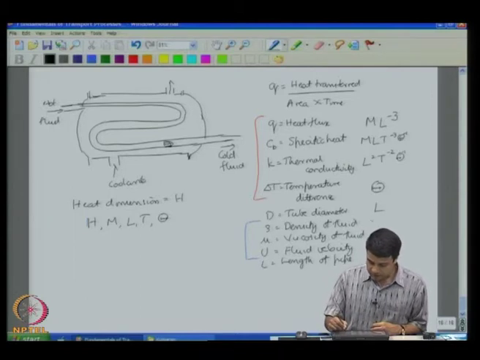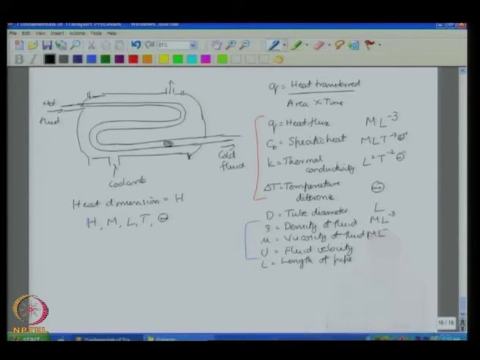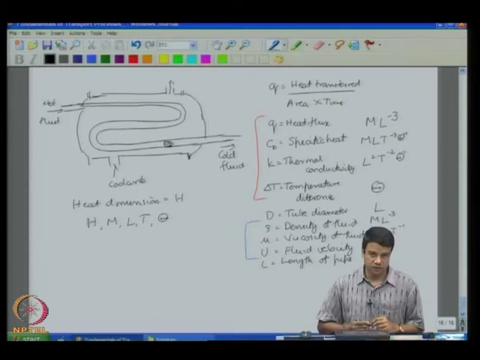Tube diameter is L, density is m L power minus 3. The viscosity is m L inverse T inverse, and the fluid velocity is L T inverse, and the length of the pipe is L. Okay. 1, 2, 3, 4, 5, 6, 7, 8, 9. 9 dimensional groups. And how many dimensions are there? There are 4: mass, length, time, and theta. So, you ought to get 5 dimensionless groups.